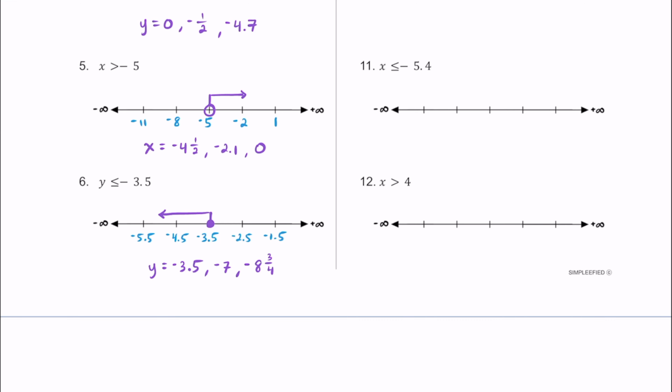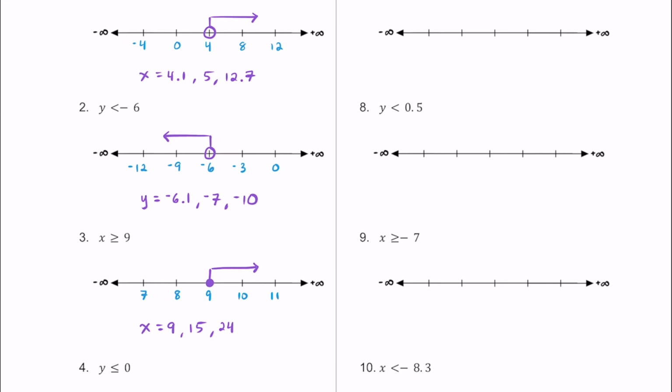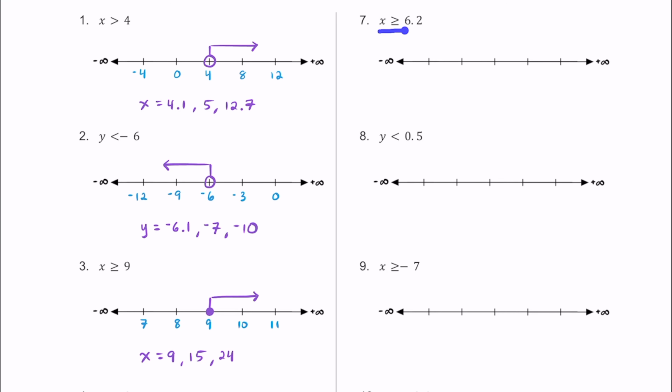Okay, let's check out number 7. For number 7, we have x is greater than or equal to 6.2. Let's take that 6.2 and put it right in the middle of our number line. I'm going to jump by, let's say, 0.4 because I feel like it. Up by 0.4, that's going to be 6.6, and up by another 0.4, that's going to be 7.0. Down by 0.4 is going to be 5.8, and down by another 0.4 is going to be 5.4.